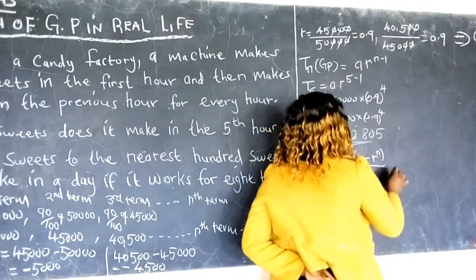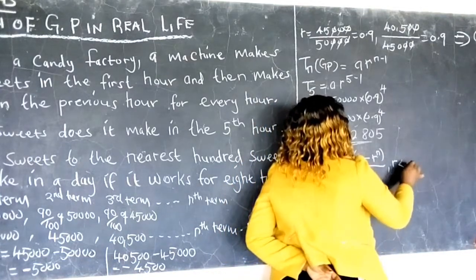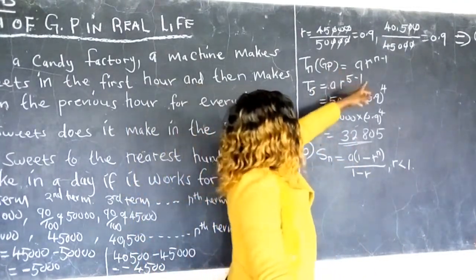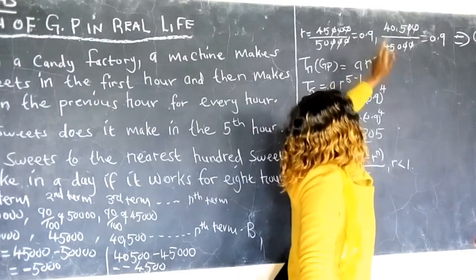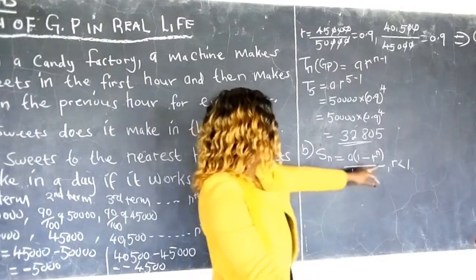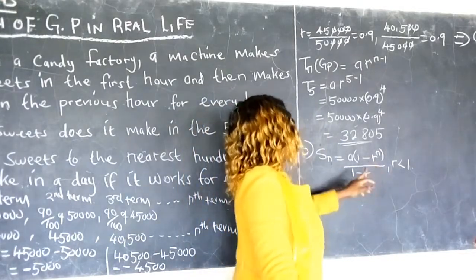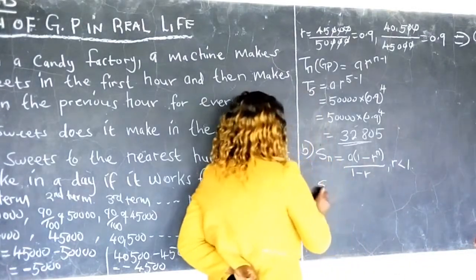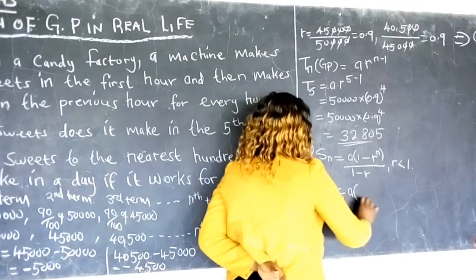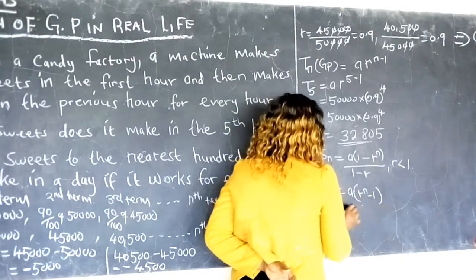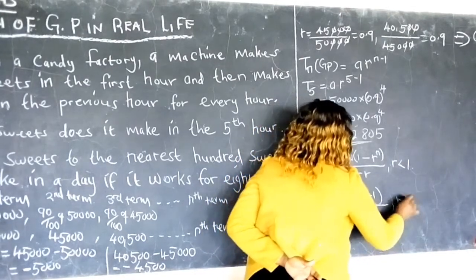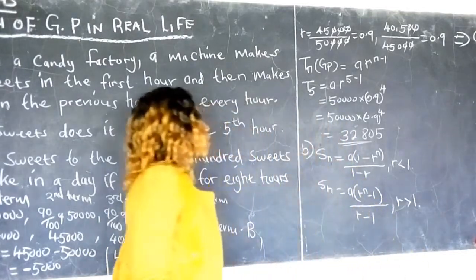This is the case when R is less than 1. If you look at our question here, our R is 0.9, and therefore it is less than 1, so this is the formula we are going to use. If R is greater than 1, the formula shall be A times (R^n minus 1) all over R minus 1.